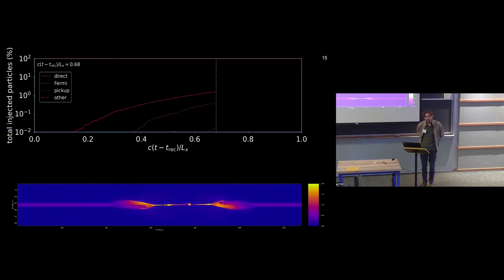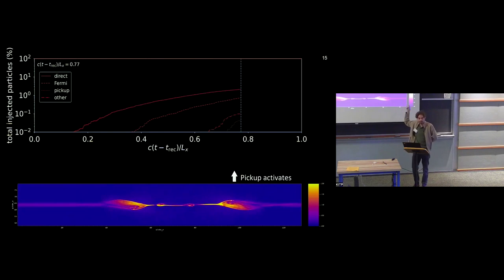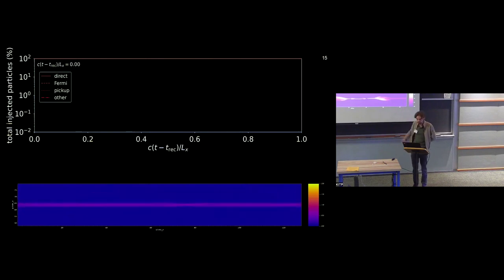This is a cumulative distribution, so it still adds to the distribution. If a particle happens to be injected like one light crossing after onset, it still contributes just as well as if it was injected at onset or sooner thereafter. We can talk after. Thank you, Fabio.